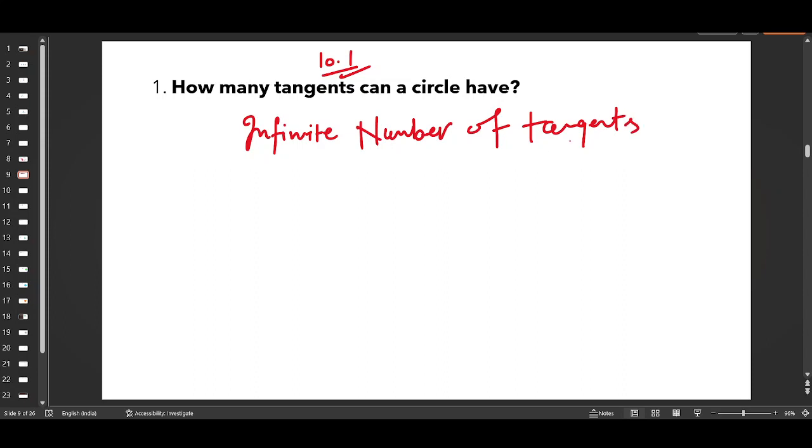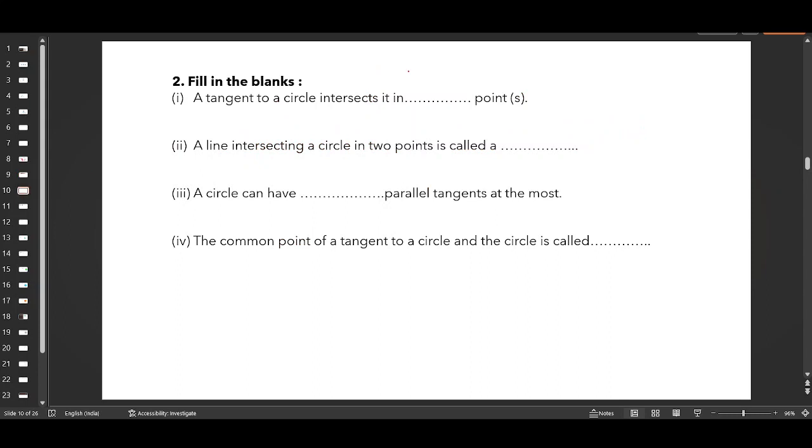Clear? Because a circle has infinite points on it, and at every point a tangent can be drawn. Clear? Now come to the next part of the question. Here, fill in the blanks. A tangent to a circle intersects it in, here, blank points. What will you fill? A tangent to a circle intersects it in only one point.